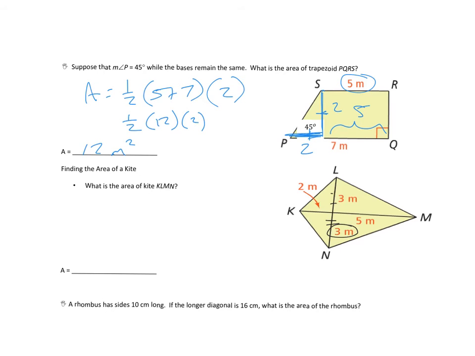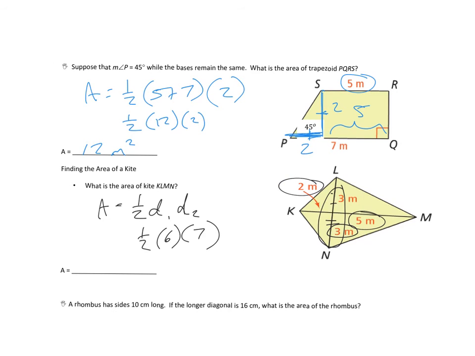So the area of a kite is 1/2 d1 times d2. Diagonal 1 is a total length of 6. Diagonal 2 is a total length of 7. And so we do 6 times 7 is 42, and half of that would be 21 square meters.